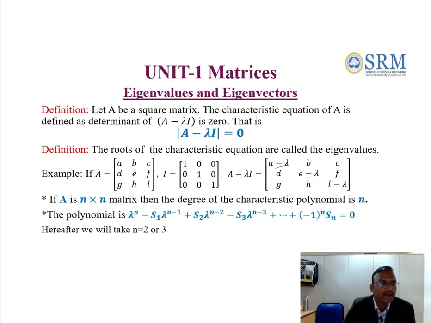There are some notes regarding this characteristic equation. If A is an n cross n matrix, then the degree of the characteristic polynomial is n. That is an nth degree polynomial, and the polynomial will be of the form lambda to the power n minus s1 lambda to the power n minus 1 plus s2 lambda to the power n minus 2 minus s3 lambda to the power n minus 3 and so on, minus 1 raised to n, sn equal to 0. Okay, this is a general format. Hereafter we will be seeing the cases n equal to 3 or n equal to 2.